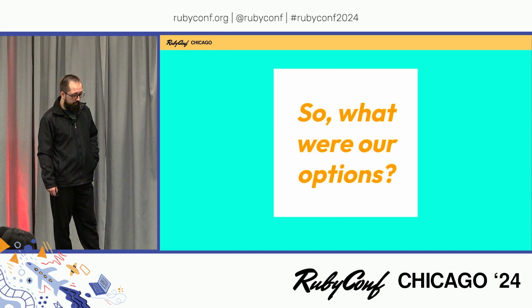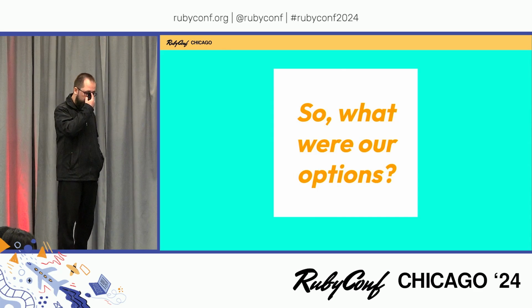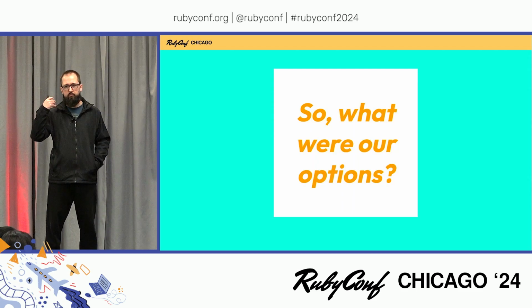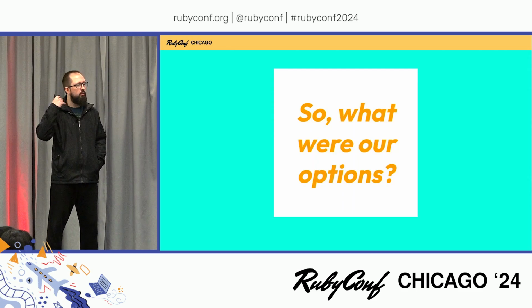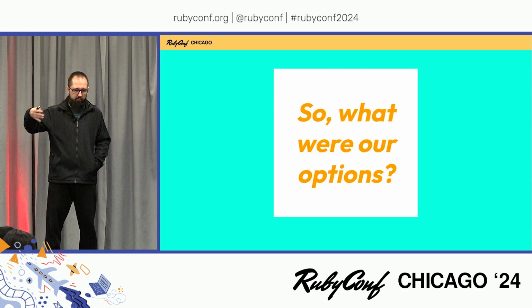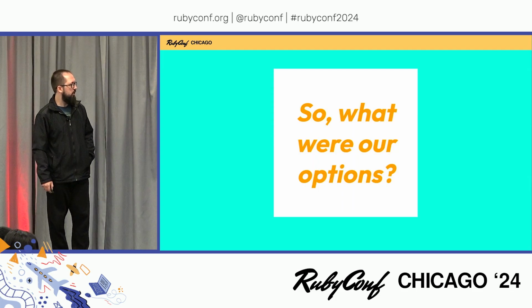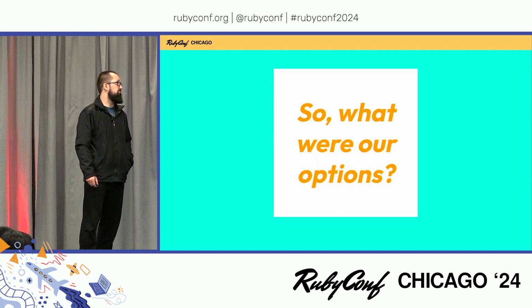OpenCV has a bunch of wrappers that you can use in C, Python, Java, and also Ruby. But sadly, the Ruby wrapper is too old. The last commit is, I don't know, 8 years ago, maybe 7.